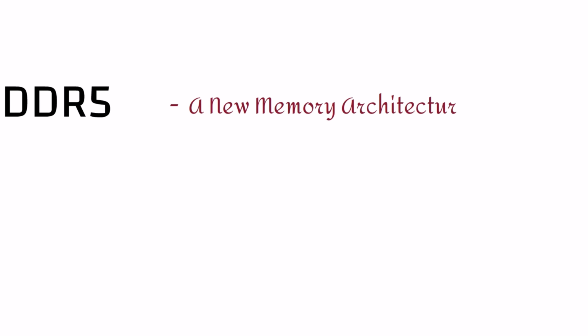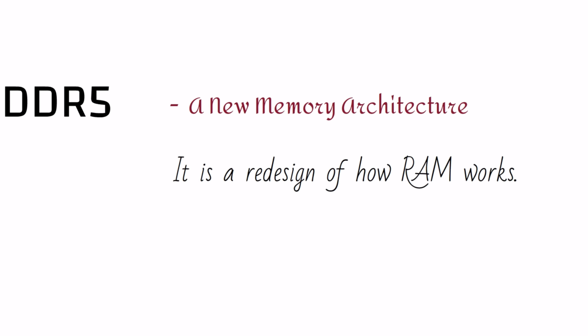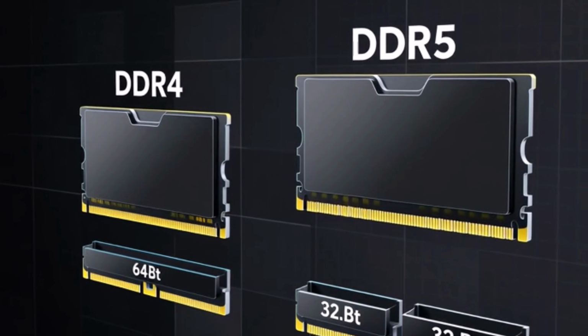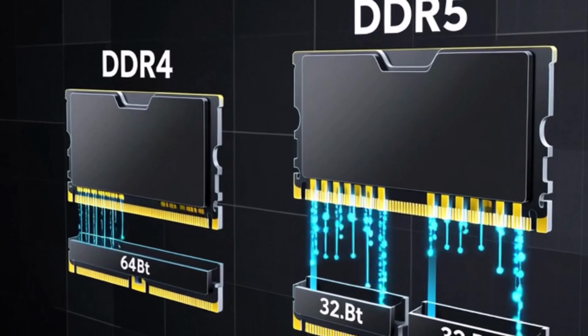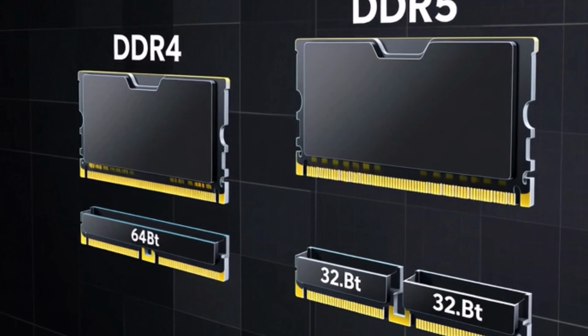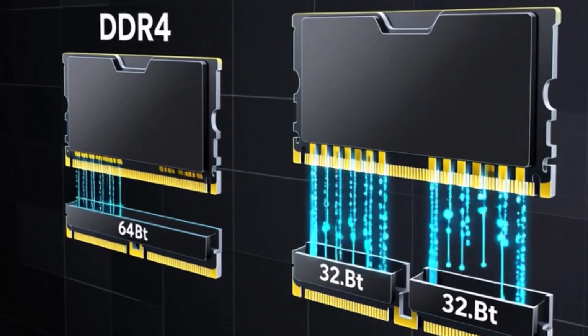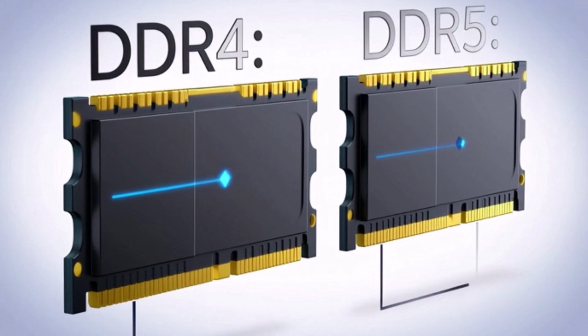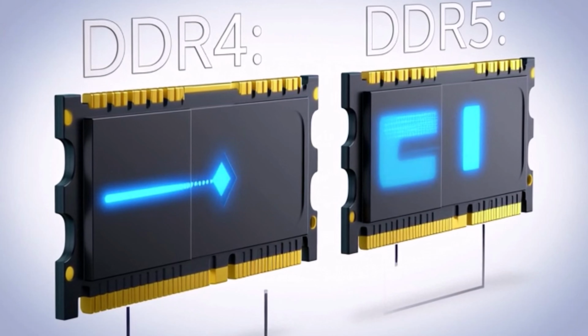DDR5. A new memory architecture. DDR5 is not just an upgrade, it is a redesign of how RAM works. The most important change in DDR5 is memory channels. DDR4: 1 64-bit memory channel per RAM stick. DDR5: 2 independent 32-bit channels per stick. This means one DDR5 stick can handle 2 data streams at the same time, improving efficiency and reducing bottlenecks.